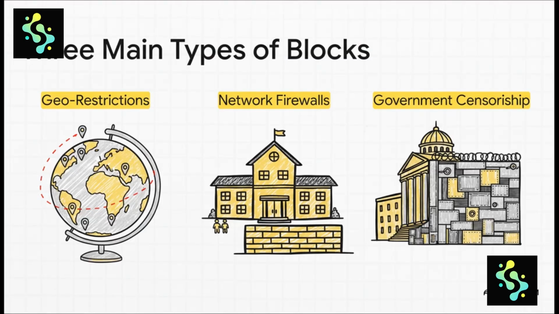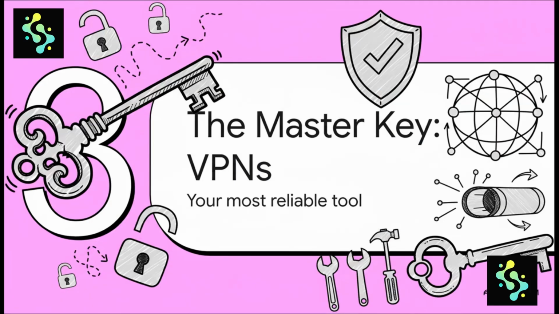Most of the blocks you'll ever run into fall into one of three buckets. You've got geo-restrictions, which are all about where you are in the world. Then there are network firewalls, the simple filters you find at work or school. And then there's the big one, government censorship, which uses some really heavy-duty tech to block information on a massive scale. All right, let's get into our first tool.